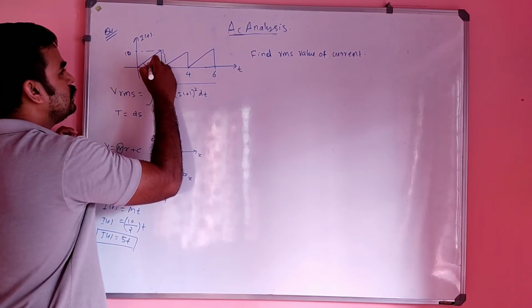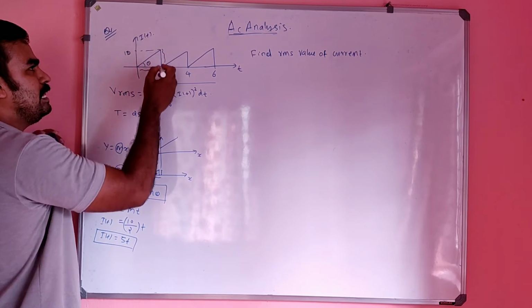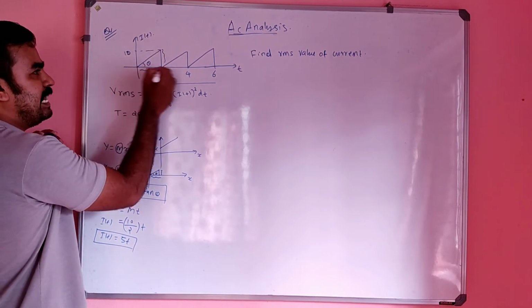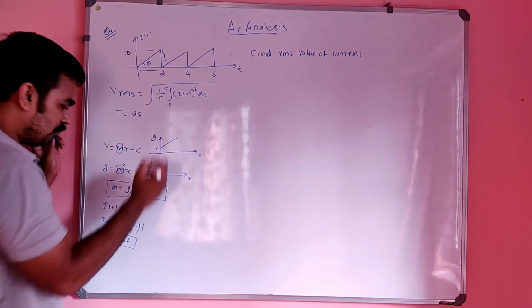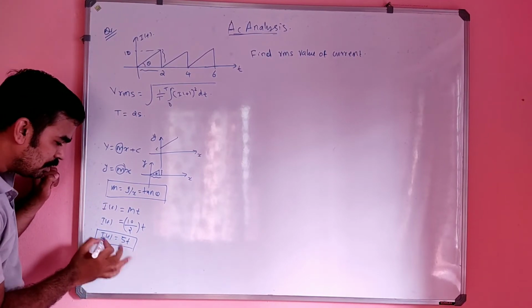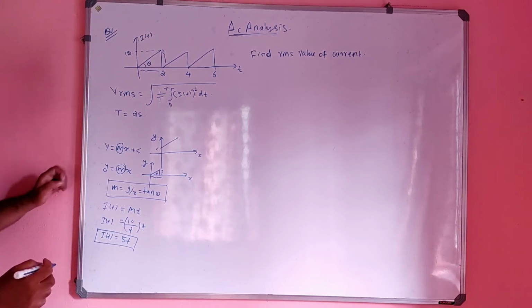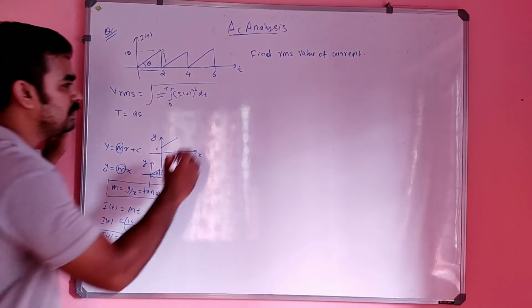So this is nothing but theta, and tan theta will be y by x. We can do that also. Y terms means 10 divided by x is nothing but 2. So y by x is nothing but phi t. So now you have got the equation for I of t is equal to phi t. So substitute here directly.